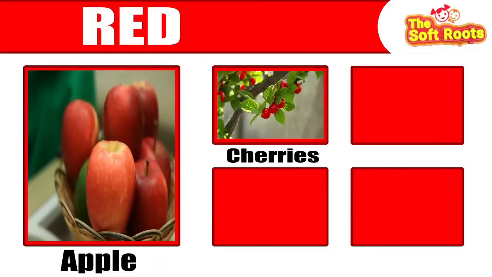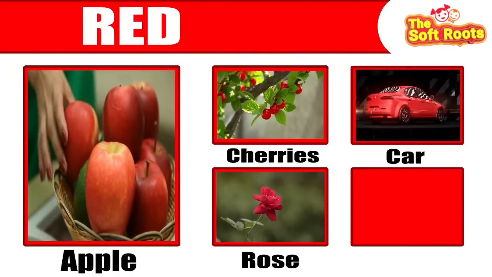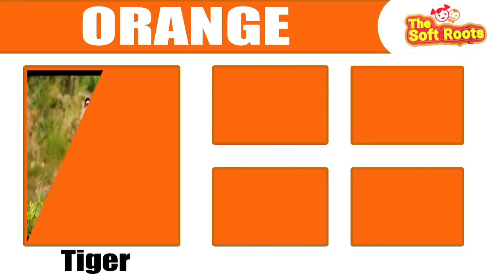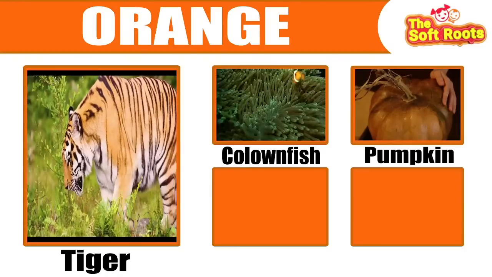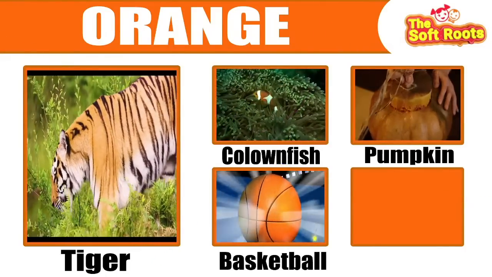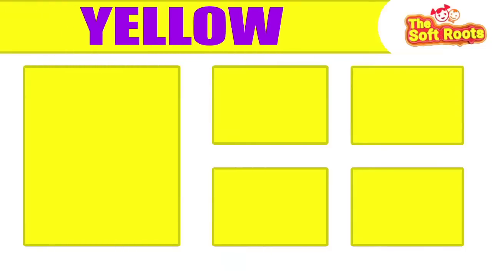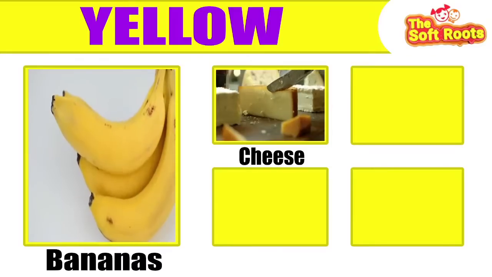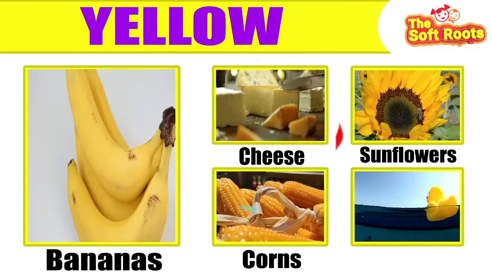It's the color red. Apple, cherries, car, rose, tomatoes. It's the color orange. Tiger, clownfish, pumpkin, basketball, giraffe. It's the color yellow. Bananas, cheese, sunflowers, corn, rubber duck.